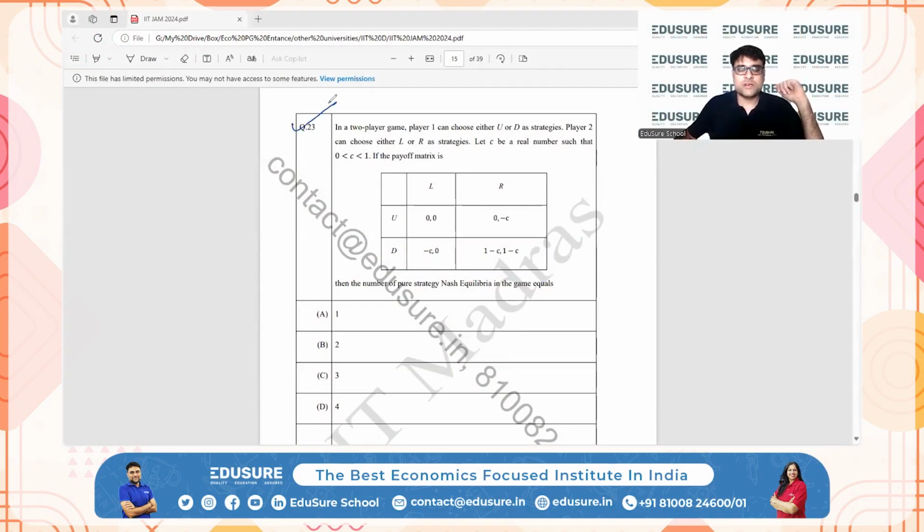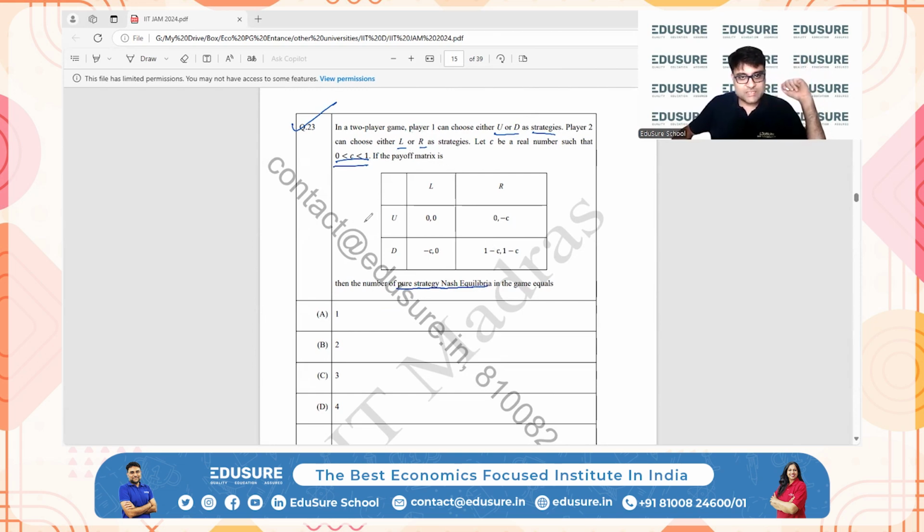JAM 2024, question number 23. In a two-player game, player 1 can choose either U or D as strategies. Player 2 can choose either left or right. Let C be a real number such that C is between 0 and 1. This is the payoff matrix. We need to find out the number of pure strategy Nash equilibria in this game.